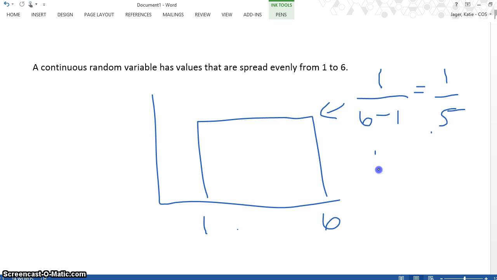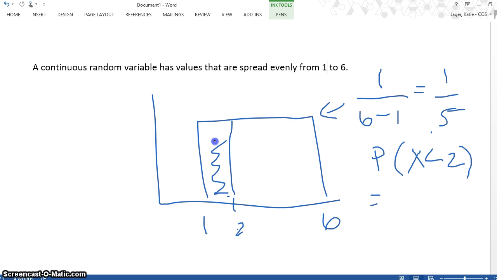If we want to know the probability of our random variable x being less than, let's say, 2, we would say, okay, 2 is right here. What is the difference between 1 and 2? It's 1, so this is the width, and we multiply that by our height. So 1/5 times 1 is equal to 1/5. The probability of obtaining a value less than 2 from this random variable is 1/5. Hopefully this video helped you understand how to do a uniform distribution problem a little bit better.